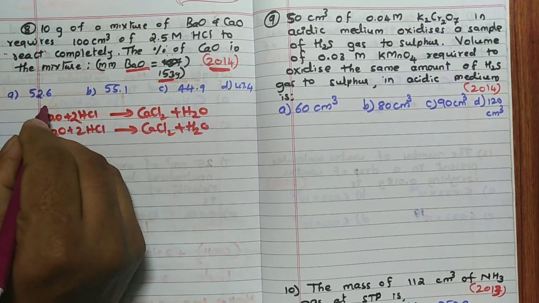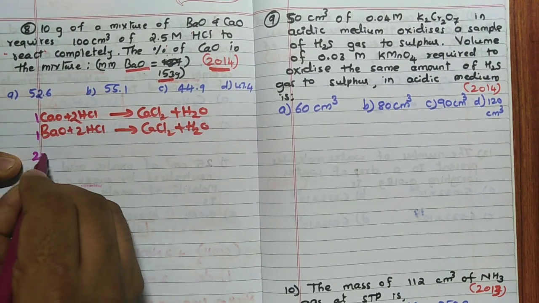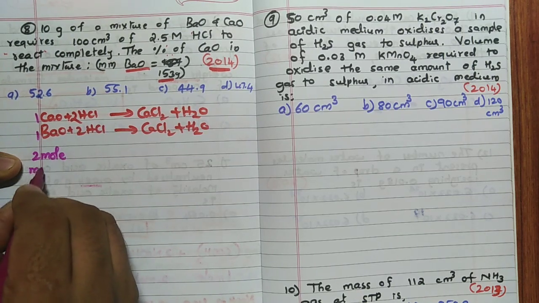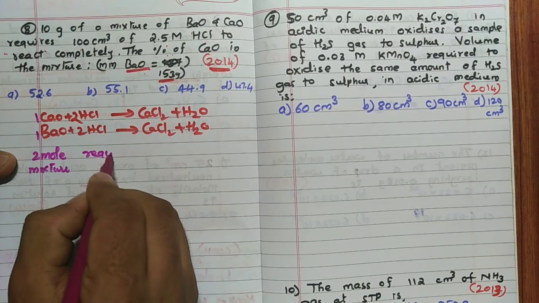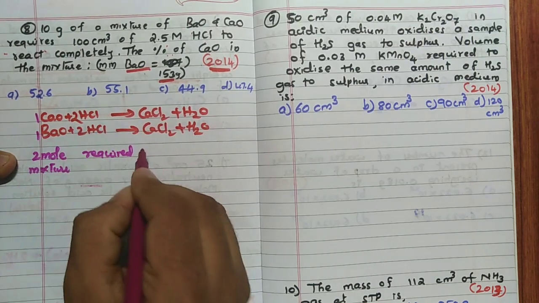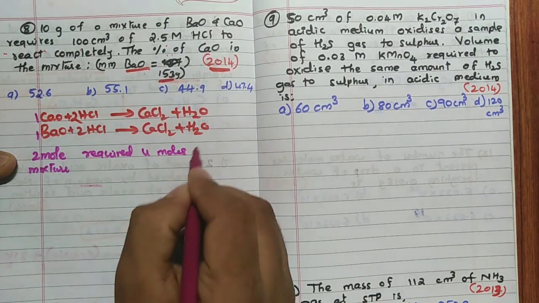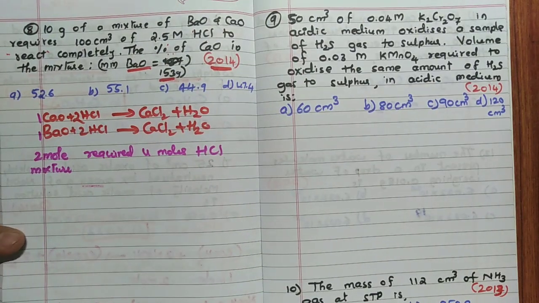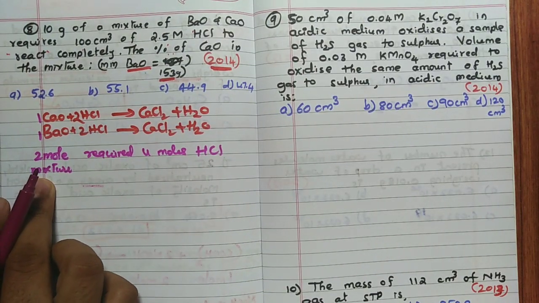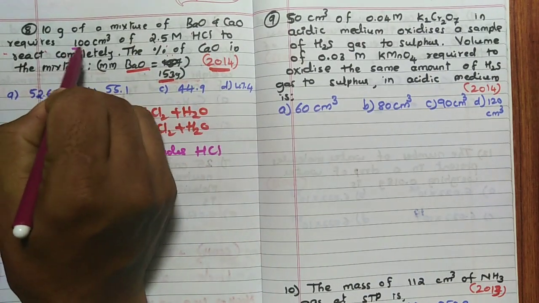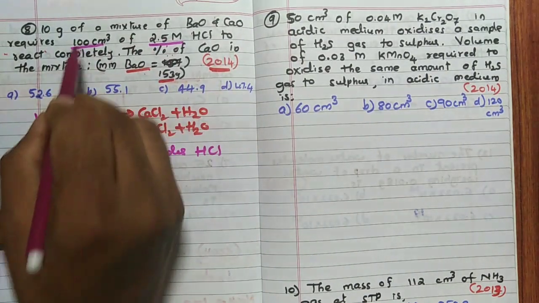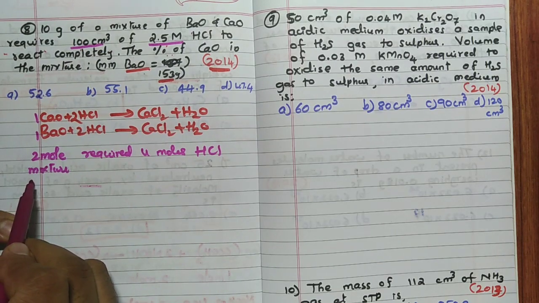So here, these two, 1 mole plus 1 mole, means 2 moles of the mixture. Remember, 2 moles of the mixture require 2 plus 2, 4 moles of HCl. This is the important point: 2 moles of mixture require 4 moles of HCl. Then you calculate what are the moles present in this. You will calculate the moles of this.